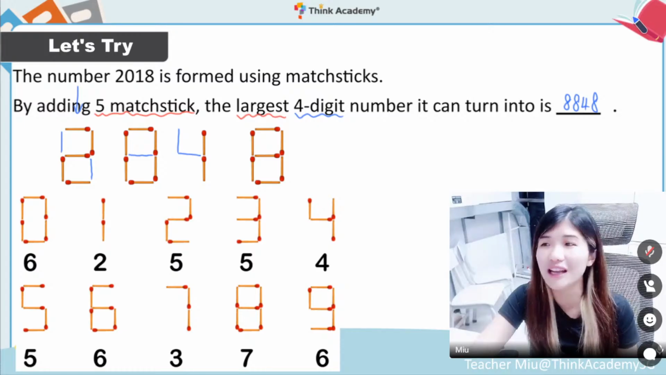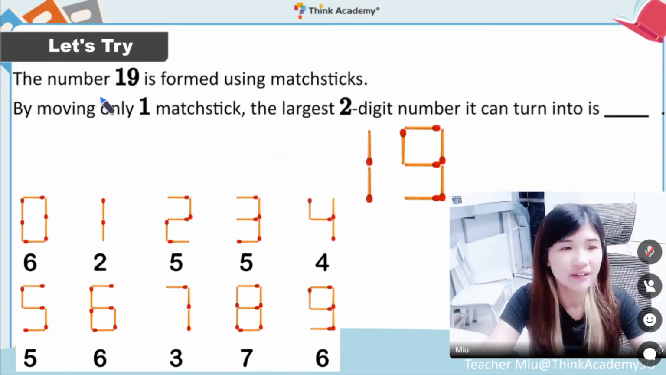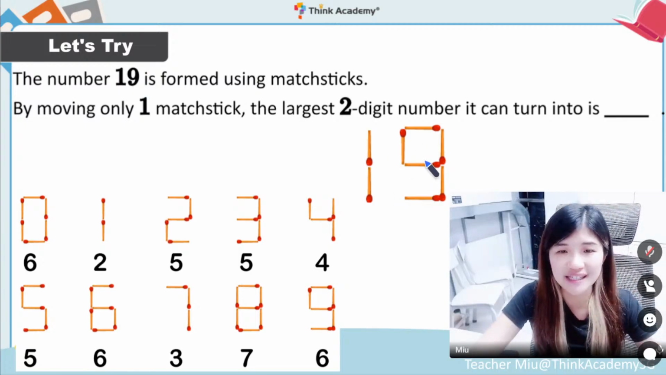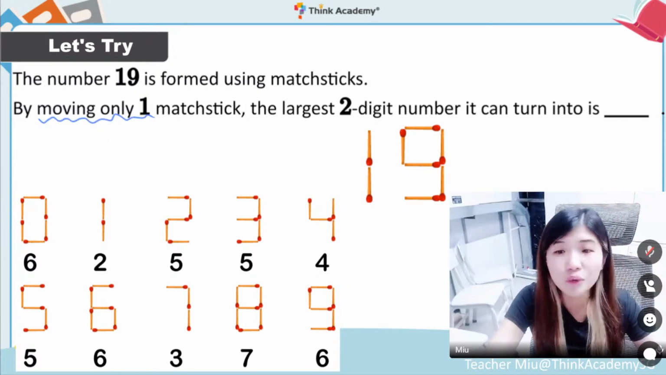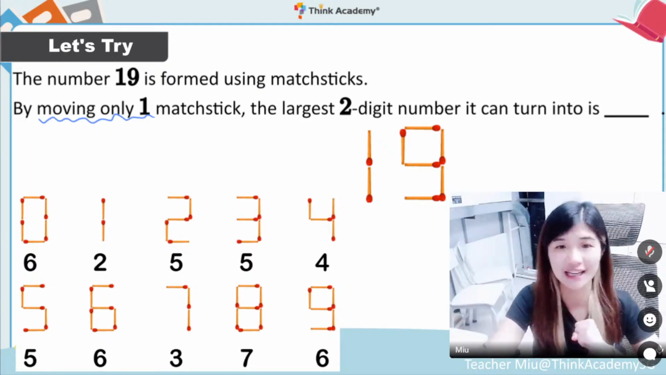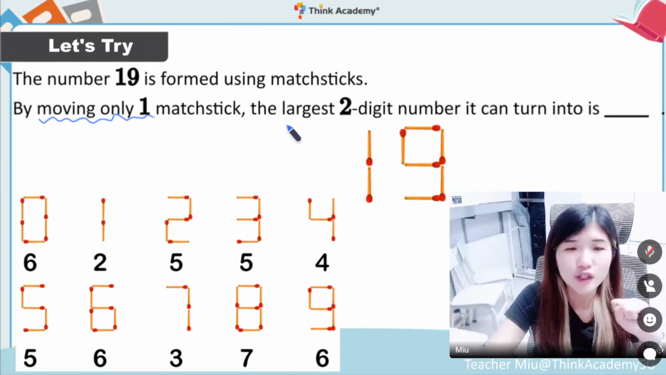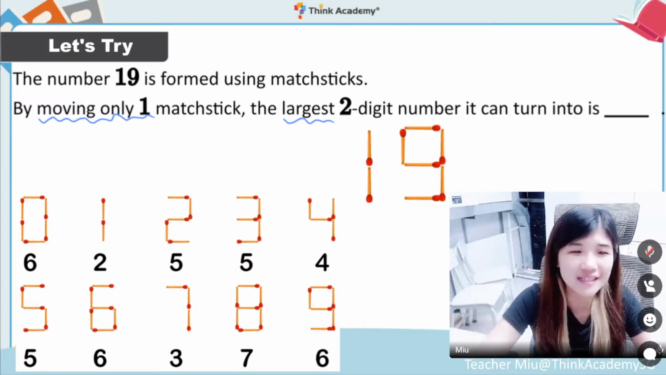Then we go to the one last question of today, which is the number 19 is formed using the matchstick like this by moving only one matchstick. Moving that means you take out one matchstick and put it at the other side, or put it to the other way, or put it to the other position. So what is the largest 2-digit numbers it can turn to? Here we go. You are given 30 seconds again.